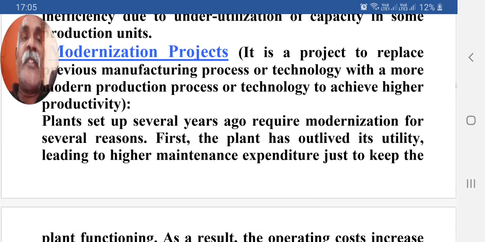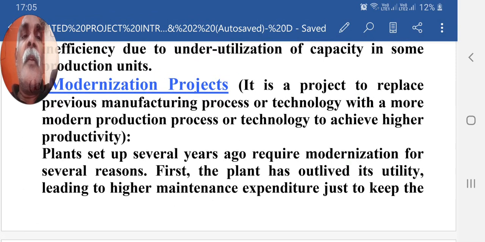Now come to modernization projects. What are modernization projects? A modernization project is a project to replace the previous manufacturing process or technology with a more modern production process or technology to achieve higher productivity. Why? Because the previous manufacturing process or technology is now outdated, or maybe has high costs. So it's not cost effective. So it is wise to modernize the process, modernize the technology to achieve higher productivity.